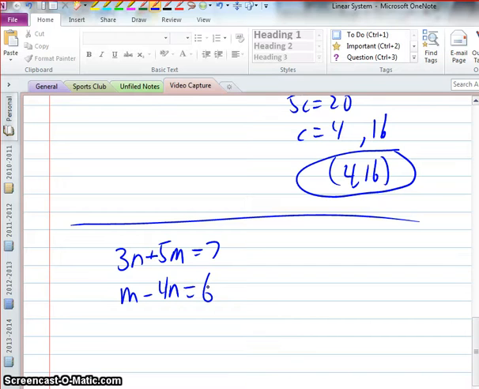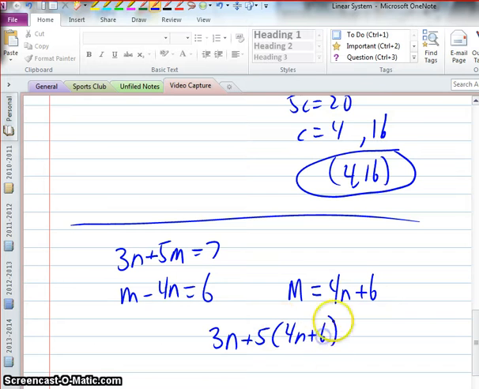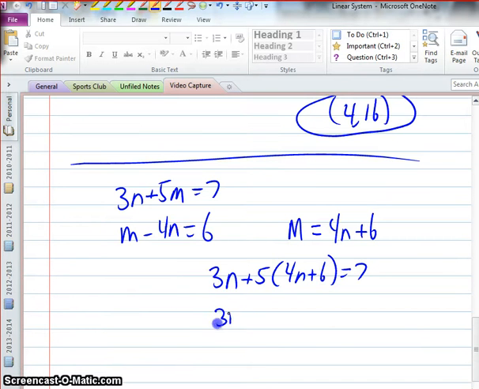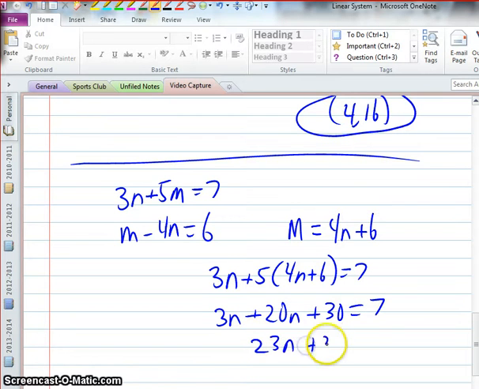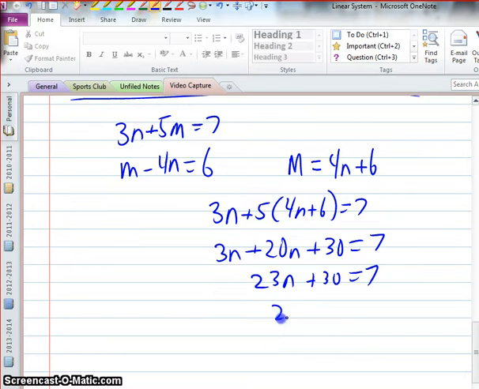So I'm going to have to isolate n or m in one of the equations. I'm going to choose to use this one because its coefficient is already 1, so I'm only one step away from getting it by itself. And then I have to go back and replace the m in the first equation with what it's equal to. m equals 4n plus 6, so 3n plus 5 times (4n plus 6) equals 7. So 3n plus 20n plus 30 equals 7. Combine like terms. 23n equals negative 23. n equals negative 1.